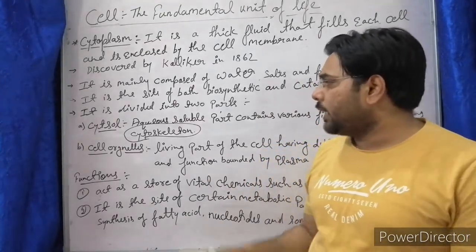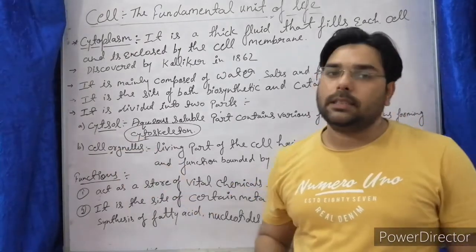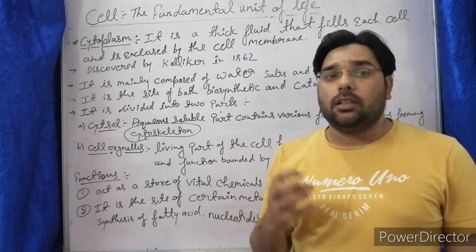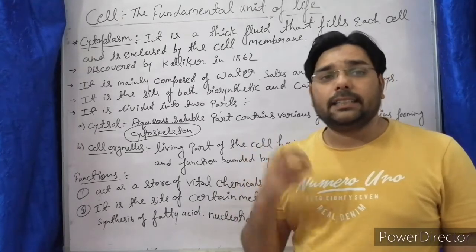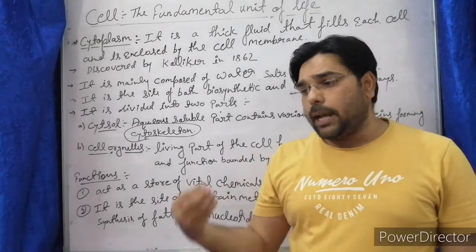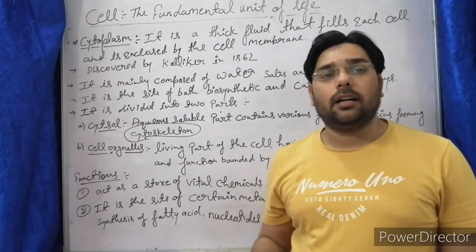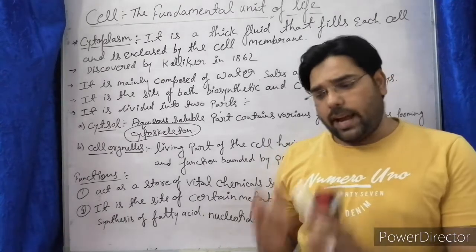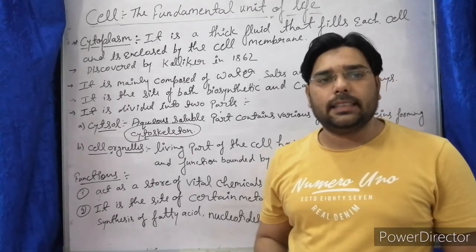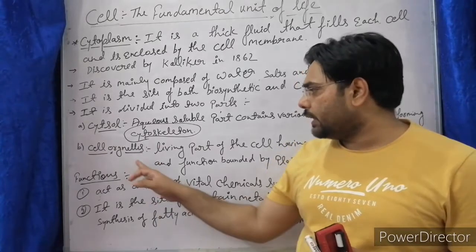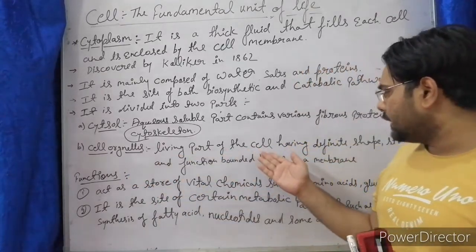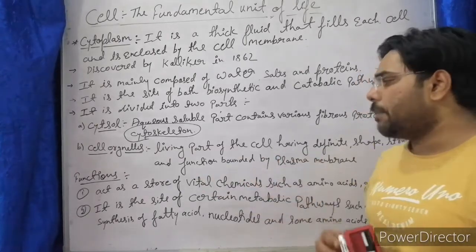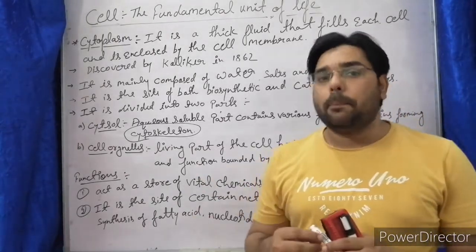Okay students, and the second component of the cytoplasm is cell organelles. Cell organelles are the living part of the cell, the living components which are present inside the cytoplasm, such as ribosome, mitochondria, endoplasmic reticulum, plastids and all these. We have to study all these cell organelles in this chapter. So what is a cell organelle? A living component of the cell having definite shape, structure and function, bounded by the plasma membrane.